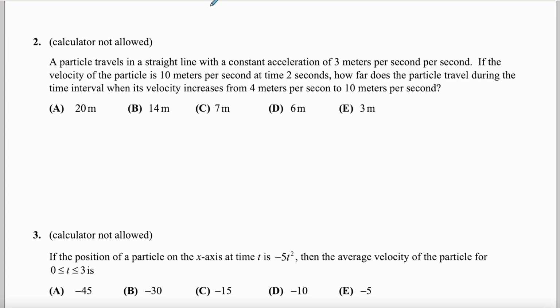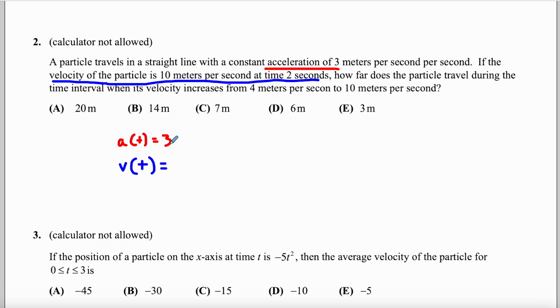Number 2 tells me I have an acceleration function that is constant and 3. It then gives me one data point for velocity. It tells me that my velocity is 10 at t equals 2. The purpose of them giving me that is so that I can get my c value for v of t.